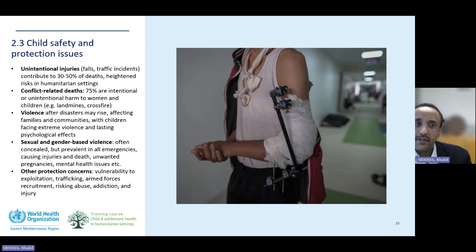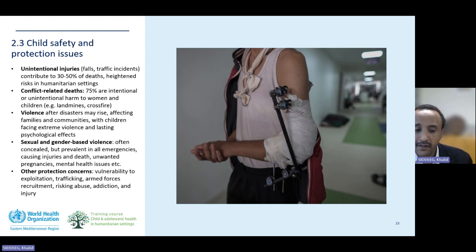During emergencies also, the issue of child safety and protection becomes more and more important. Unintentional injuries before a crisis are a leading cause of death among those from 5 to 19 years old. And during emergencies, due to many reasons, this burden usually increases. And we know that direct intentional injuries also affect children and adolescents very much.